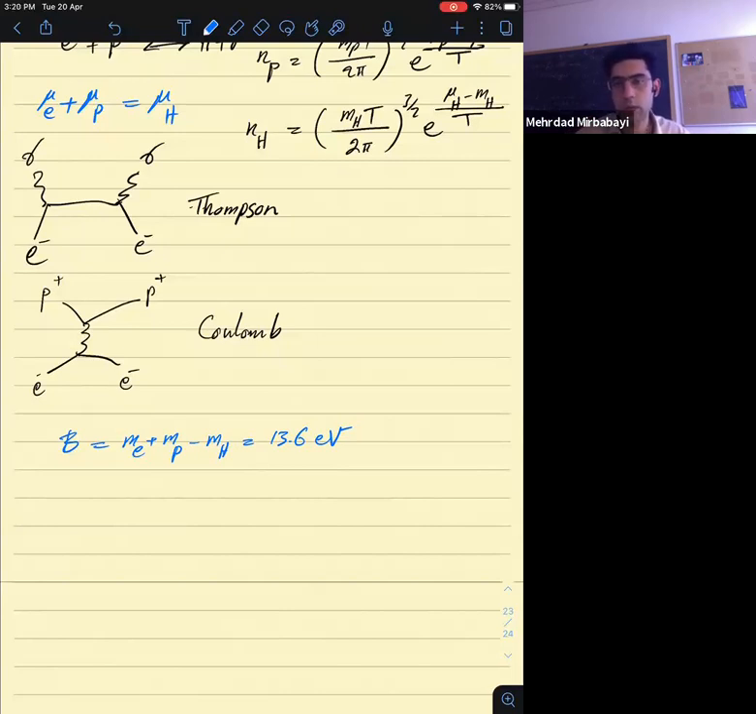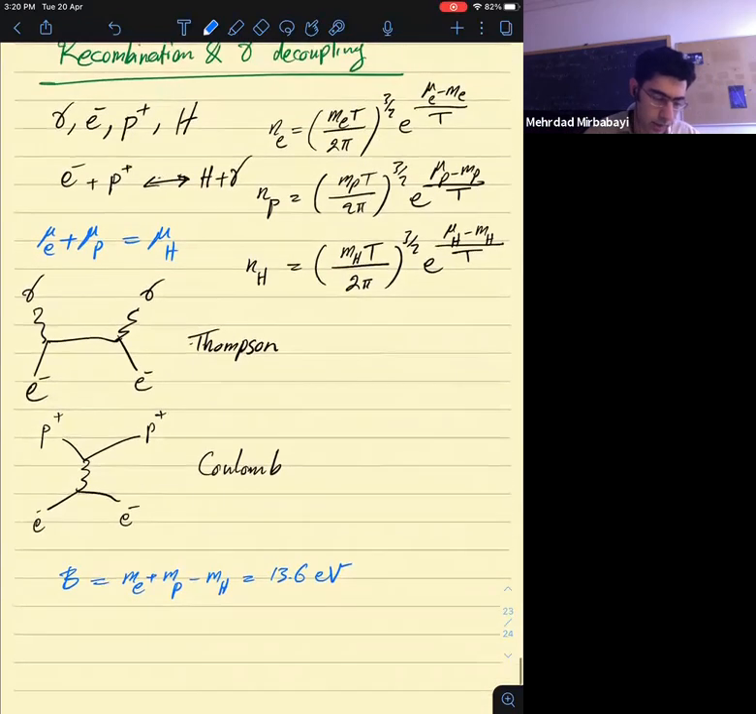Universe becomes neutral. We have decoupling of photons and recombination. But this is not the case, and this is not the case because the number of photons is much, much bigger than the number of electrons and positrons. So even at temperatures below 13.6 electron volts, the tail of the black body radiation for photons is large enough to ionize hydrogen atoms.